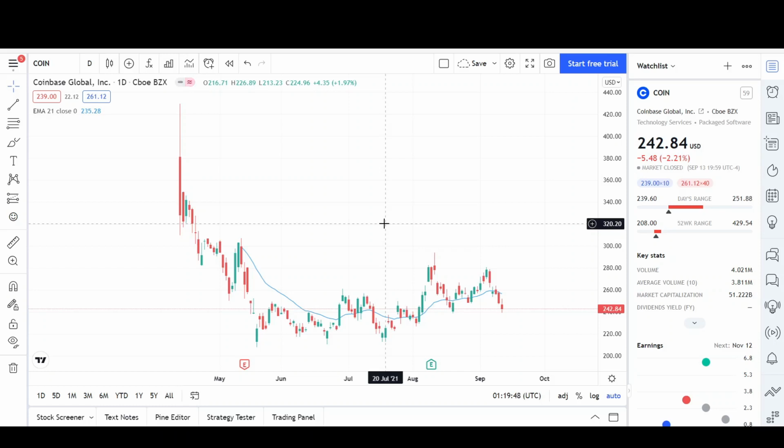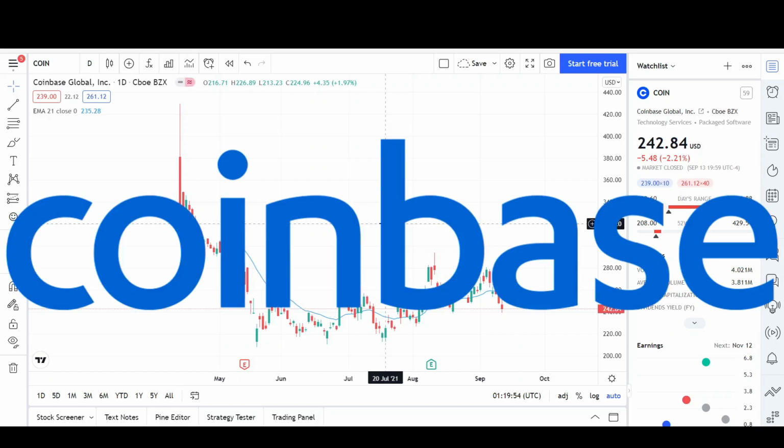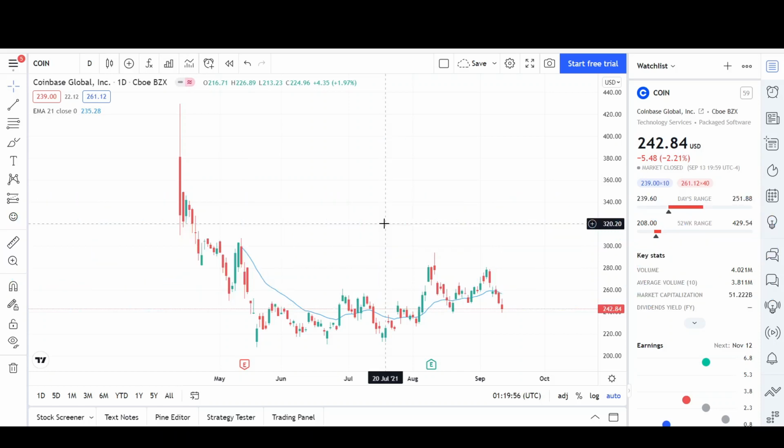What's up traders, this is Vee Trades, and today I'll be doing a technical analysis breakdown for Coinbase with the ticker symbol COIN. The last time I looked at this company was back on July 30th.